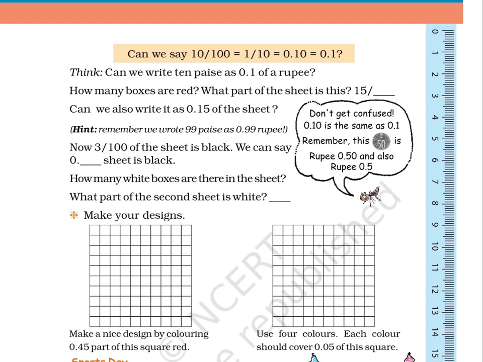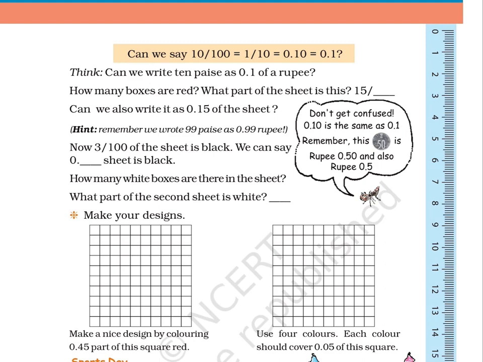How many boxes are red? What part of the sheet is this? 15 by dash. Can we also write it as 0.15 of the sheet? Hint. Remember, we wrote 99 paise as 0.99 rupee. The same fly has come again and is telling us, don't get confused.